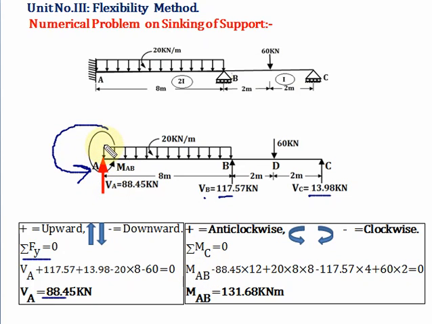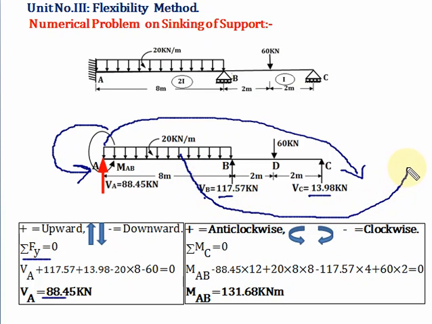Okay, now VA will act like this. It will act in clockwise, so minus 88.45 into the length 8 plus 4, 12. Okay, now this UDL will act like this in anti-clockwise direction, so plus. So force into distance, the force is 20 into 8 and distance is 4 plus 4, that is 8.